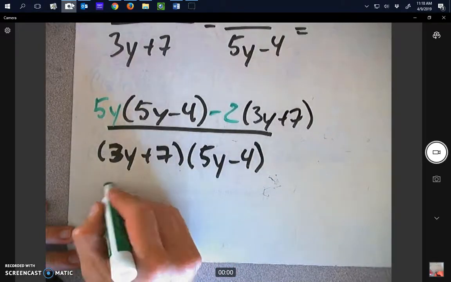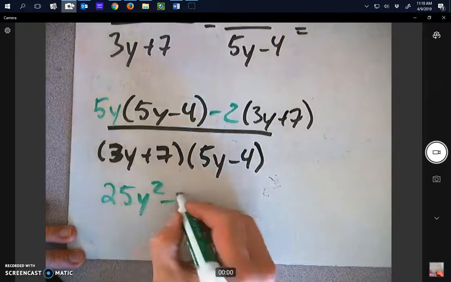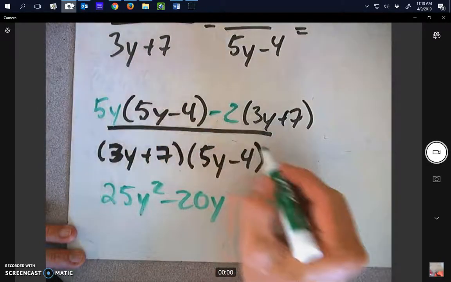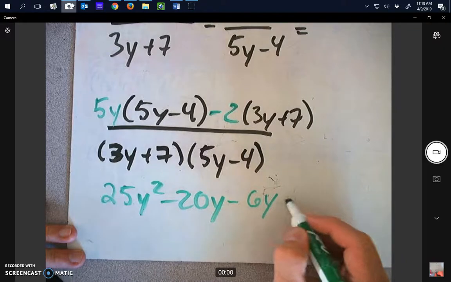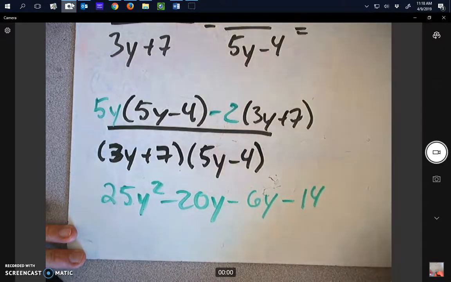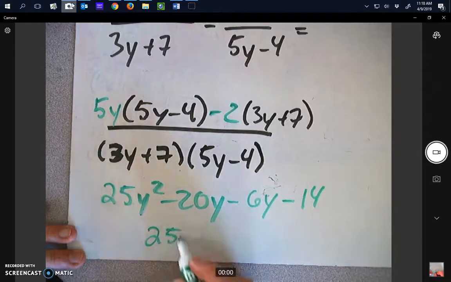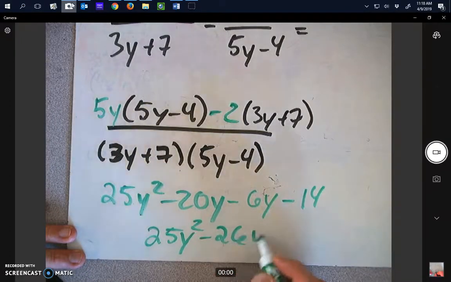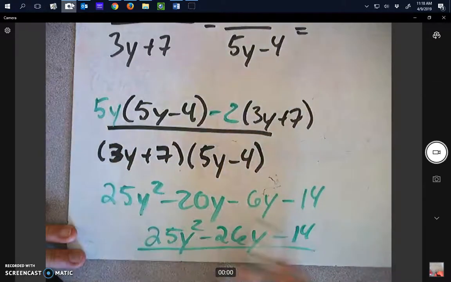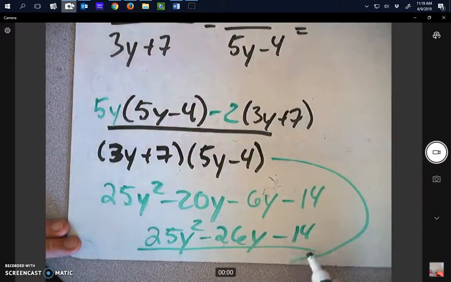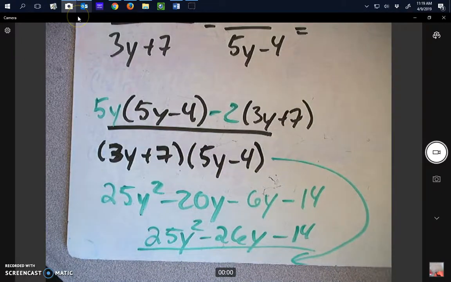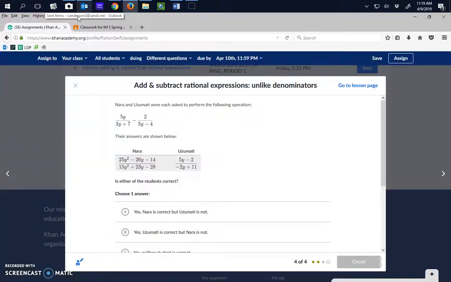Okay, so now let's do the math. 5y times 5y is 25y squared minus 20y. Then we get minus 6y minus 14. These are like terms. Minus 26y minus 14 with this denominator. Okay, so this should go down here. I just ran out of space. Okay, so let's see which of the two is doing it right. So Uzmati's denominator is wrong. They actually subtracted that denominator. So Uzmati is wrong.